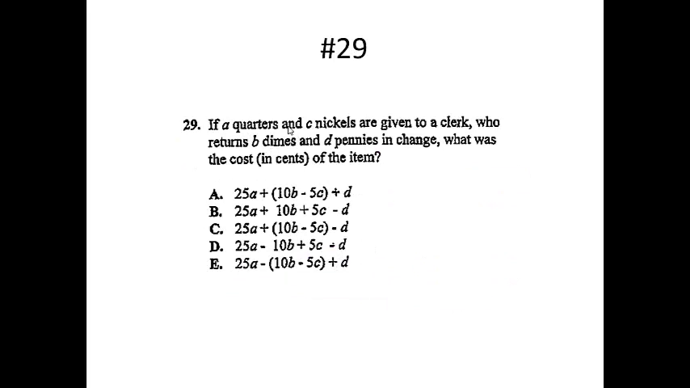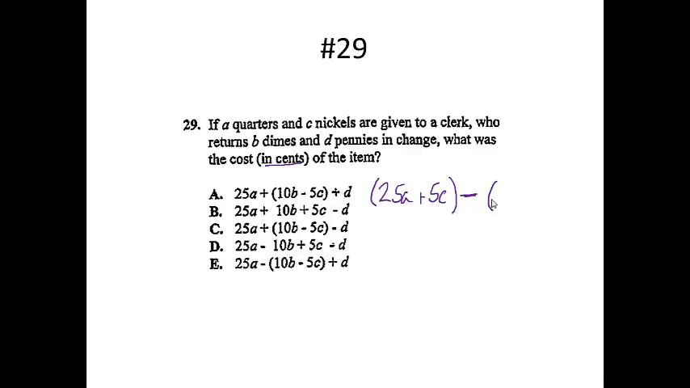29. If A quarters and C nickels are given to a clerk who returns B dimes and D pennies in change, what was the cost in cents of the item? So I notice in their answers they're using the value of the quarters and dimes and everything, so I'm going to as well. Okay, I give A quarters and C nickels to a clerk, so this is going to be 25A plus 5C. And then she's going to give me something back in change, so I'm going to subtract that from what I gave her.